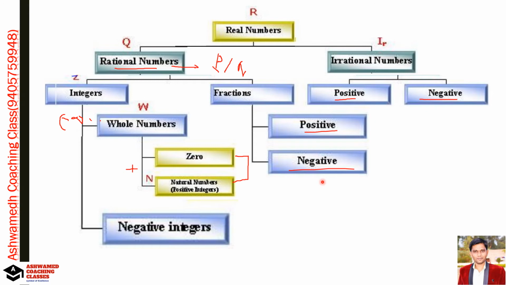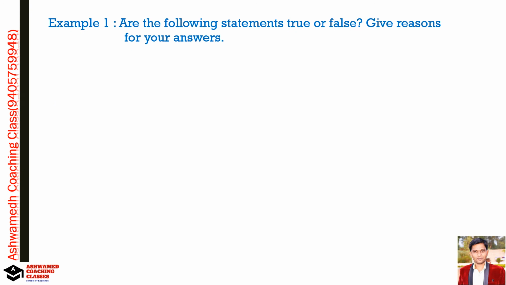Okay, so let us see some examples. Are the following statements true or false? Give the reason for your answer also. See the statements: every whole number is a rational number, is it true?